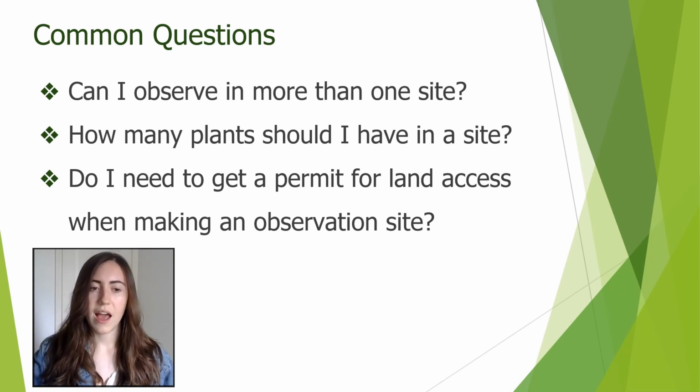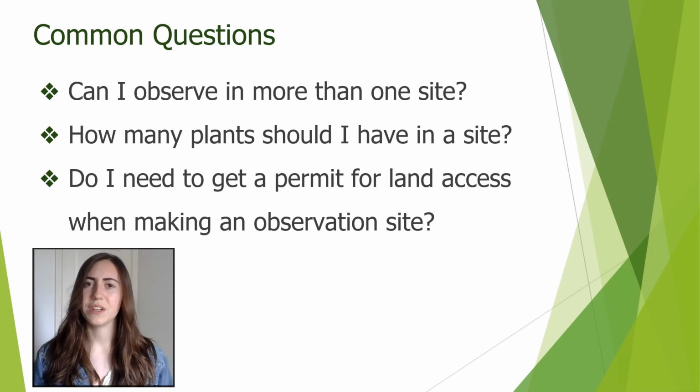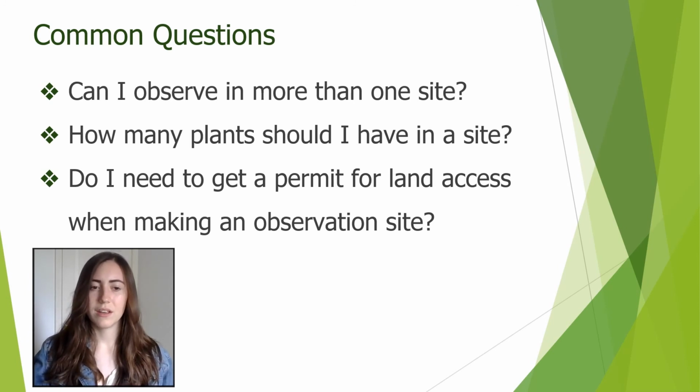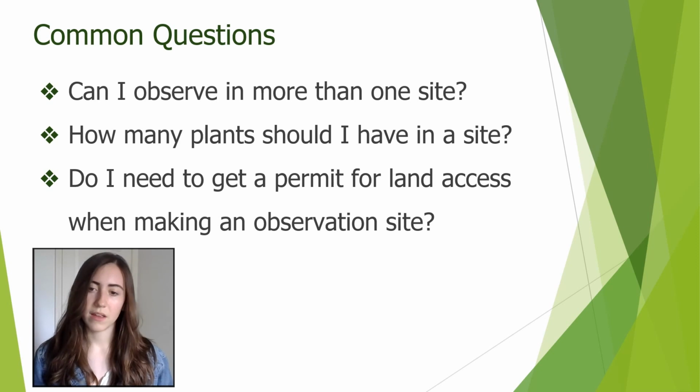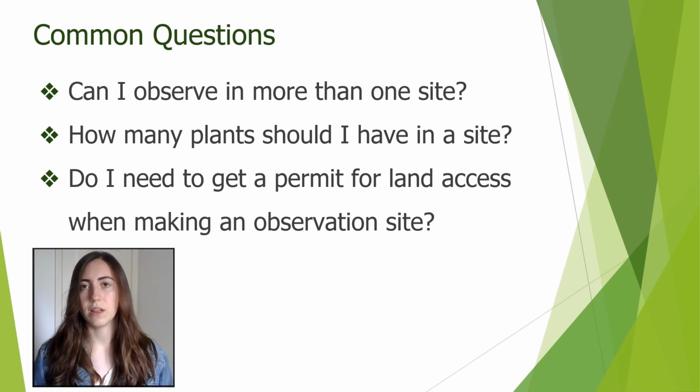Secondly, how many plants should I include in my site? You can have as few as 1 plant in your site, but the recommended number for beginner observers is 4 to 6 plants. Thirdly, do I need to get a permit to access land to make an observation site? In some cases, yes. Always check with the landowners or look up information about public lands, such as parks, to see if you are allowed to observe there, and if so, when you are allowed to observe.